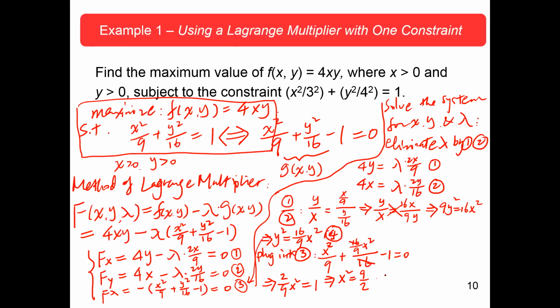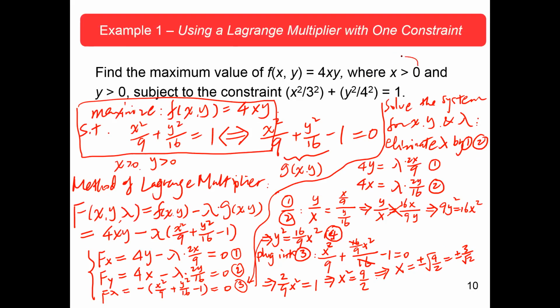Is that good? Okay, so x squared equals 9 over 2. Then we can calculate the x value, right? So x would be plus or minus the root of 9 over 2, which is plus or minus 3 over root 2. Correct?